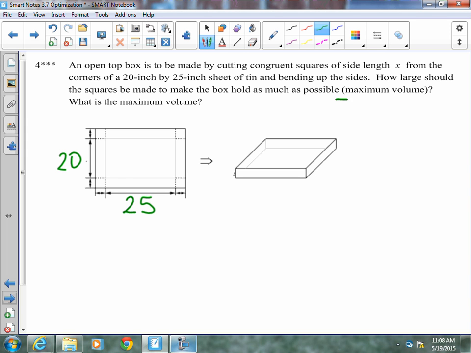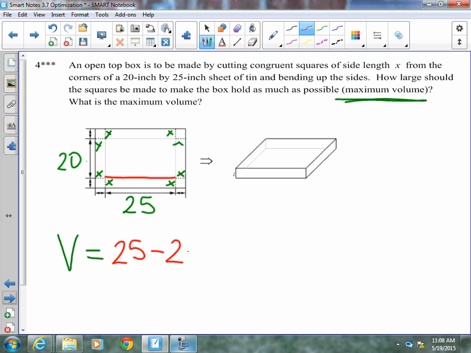We're trying to find the maximum volume. Each little square they're cutting out is x by x. So our volume is going to be our length times our width times our height. Our length used to be 25, but they subtracted an x from each side. So now it's 25 minus 2x.